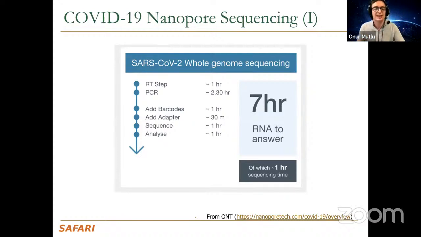Let me first very quickly cover this. This is from the Nanopore Technology website. So it's a company clearly that will advertise their technologies. They're basically advertising 7 hours from RNA to answer, of which 1 hour is sequencing time. So it's impressive. I think that sequencing time is very short. We need it to be even shorter, so we need more technologies.